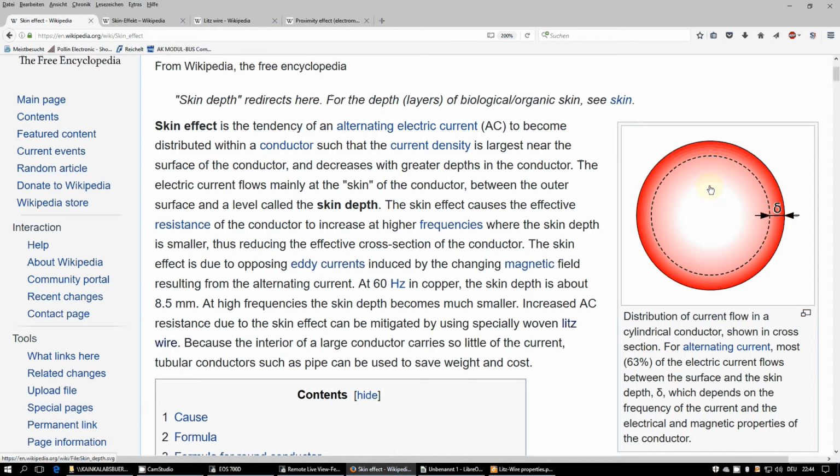So you can see in the inside of the conductor there is absolutely or nearly no current flowing, and the current concentrates on a kind of sheet or layer, and that's why it's called the skin effect, on the outer surface of the conductor. And the question now is, at which frequencies does this effect start?